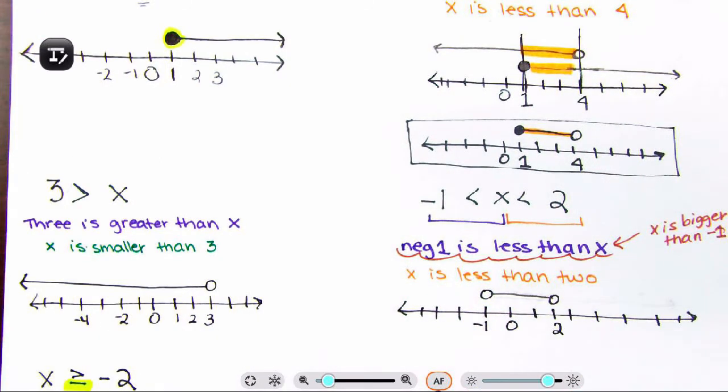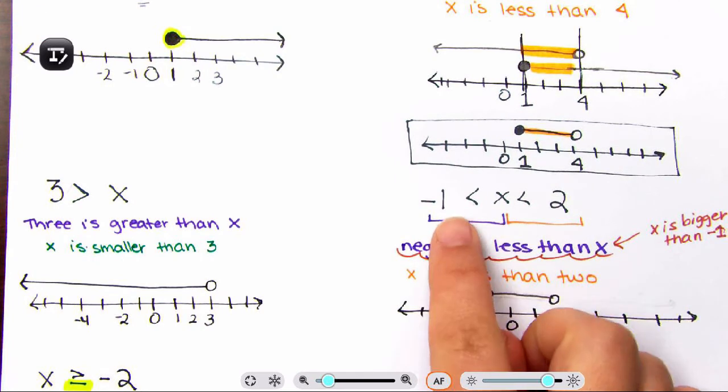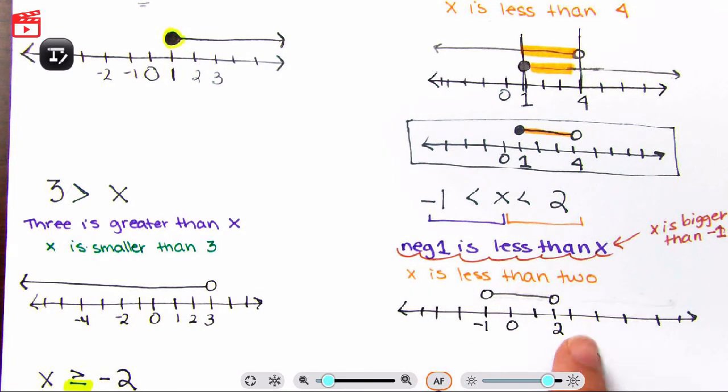And then do I need to shade anything? Do I need to keep it open or do I need to have it closed down? Well, I'm looking here and I don't see an or equal sign on both. So there's no line underneath, so we keep them open.